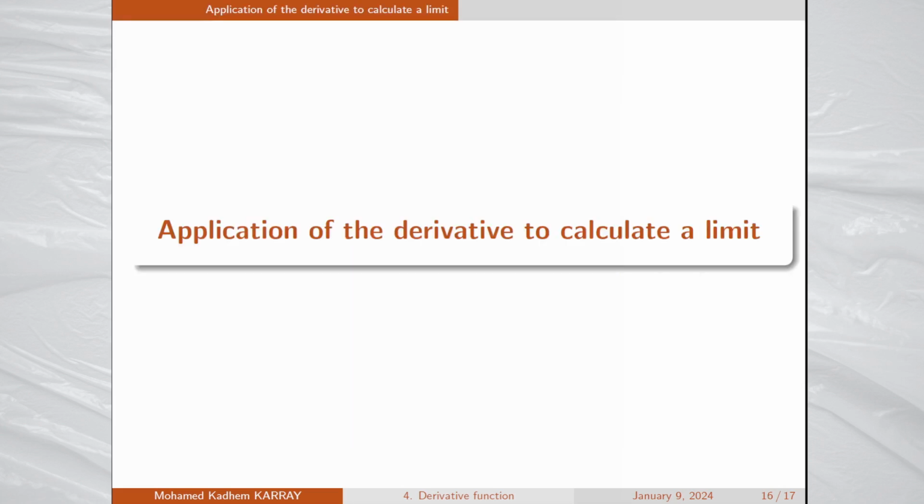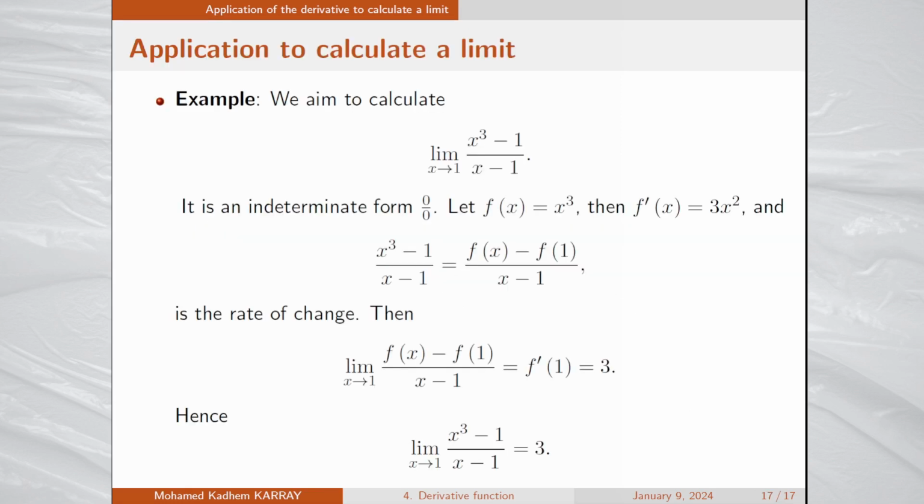I will show now how to apply the derivative to calculate a limit. So assume that we aim to calculate this limit here. It is the limit of the ratio of two polynomials when x goes to 1. Observe first that it is an indeterminate form since it gives 0 divided by 0. So let f be this function here, x power 3, then the derivative equals 3 multiplied by x squared.